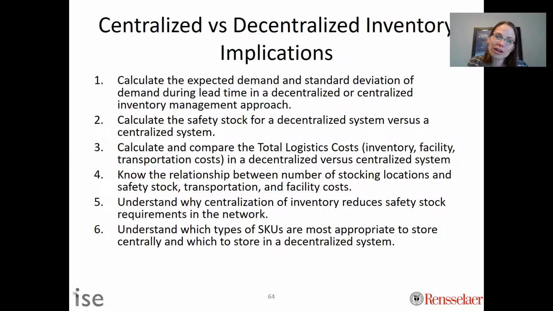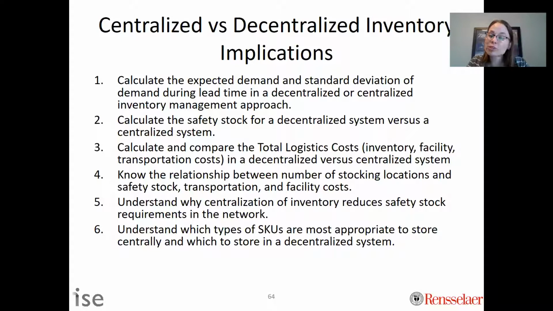And so what are you responsible for? You should be able to calculate the expected demand and standard deviation of demand during lead time in a decentralized or centralized inventory management approach. You should be able to calculate the safety stock for a decentralized system versus a centralized system, and the total logistics costs in both systems, so inventory, facility, and transportation costs. Remember that we calculate inventory holding cost. In some of the problems, we only cared about safety stock. Make sure to understand the relevant costs in the problem that's given, and incorporate that when you're doing the final exam.